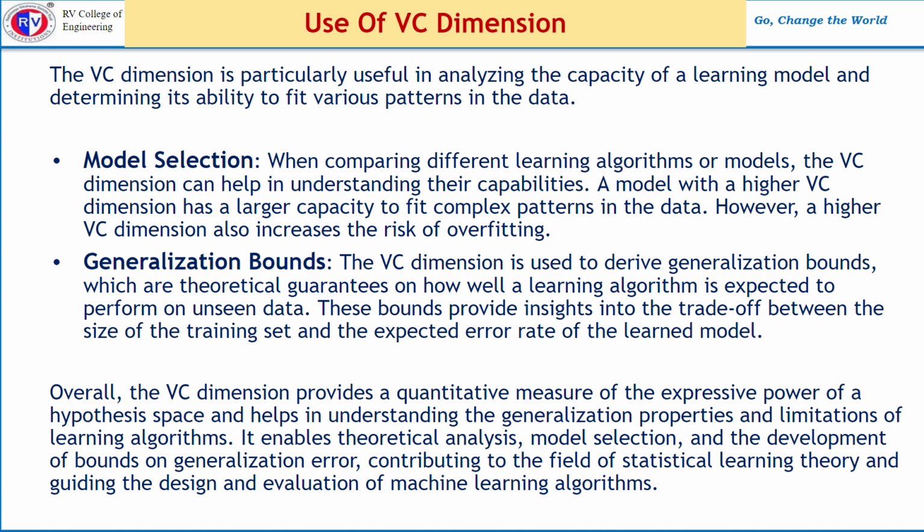These bounds provide insights into the trade-off between the size of the training set and the expected error rate of the learned model. Overall, the VC dimension provides a quantitative measure of the expressive power of the hypothesis space and helps in understanding the generalization properties and limitations of learning algorithms. It enables theoretical analysis, model selection, and development of bounds on generalization errors, contributing to the field of statistical learning theory and guiding the design and evaluation of machine learning. To conclude, I would like to brief about whatever was understood in this PPT.